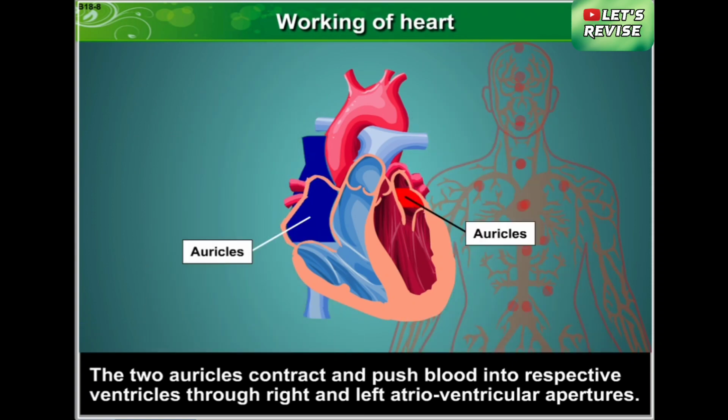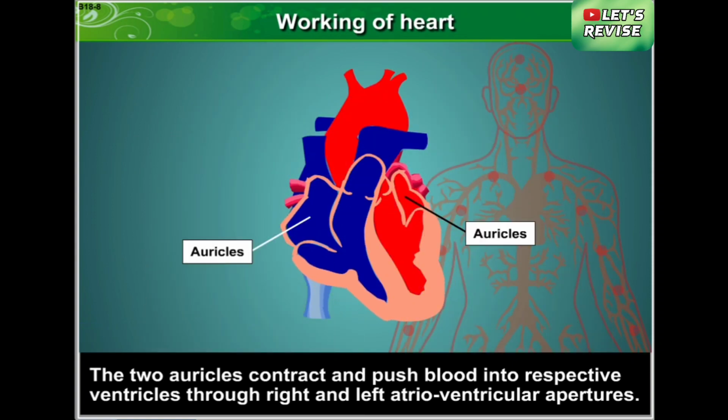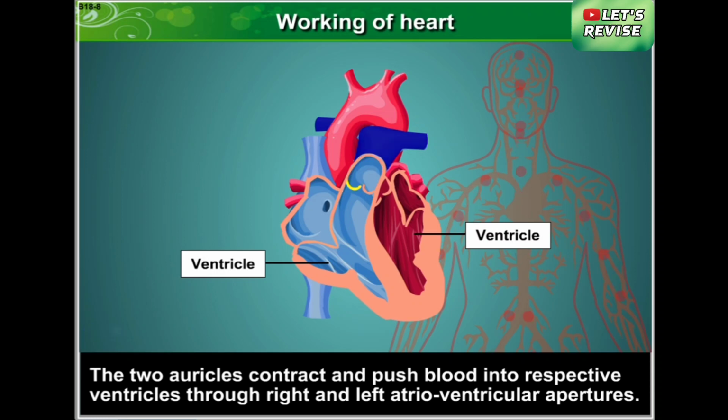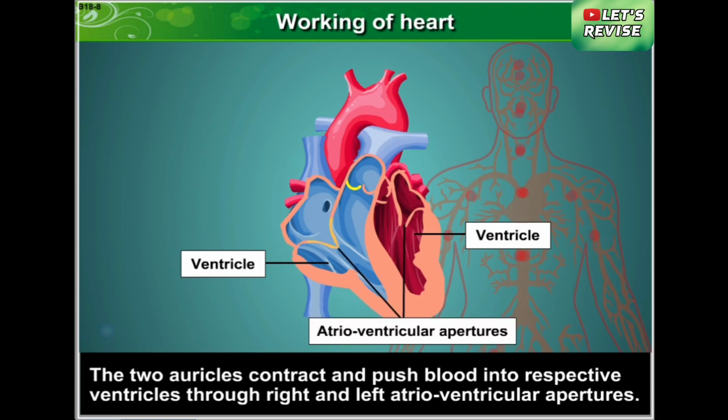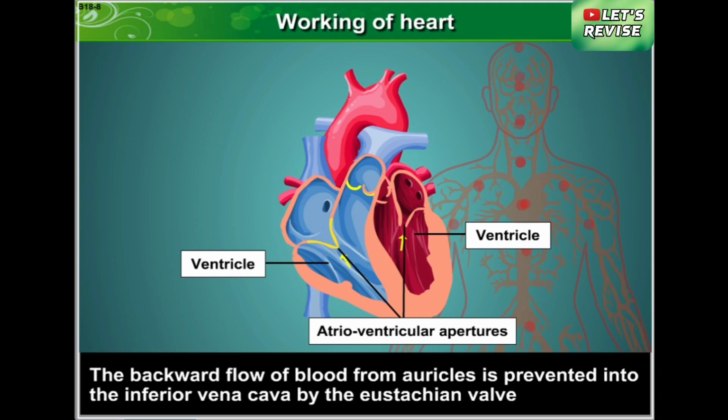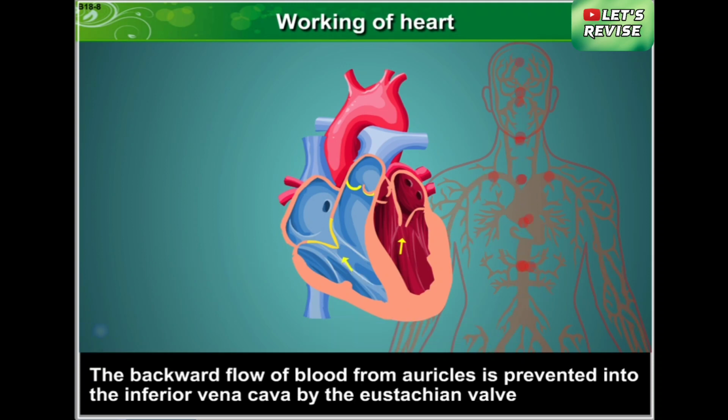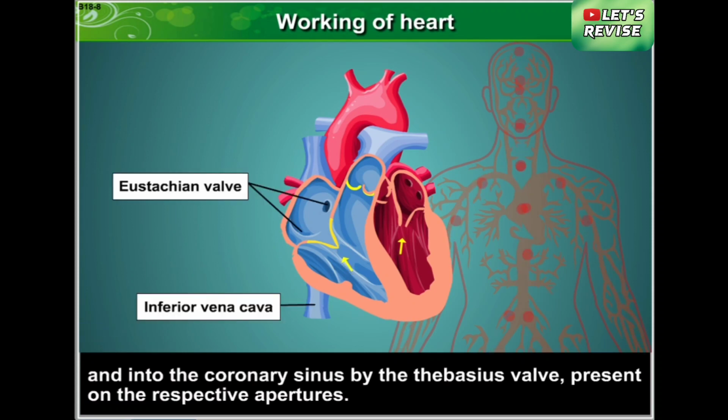The 2 auricles contract and push blood into the respective ventricles through the right and left atrioventricular apertures. The backward flow of blood from the auricles is prevented into the inferior vena cava by the eustachian valve and into the coronary sinus by the trapezius valve present on the respective apertures.